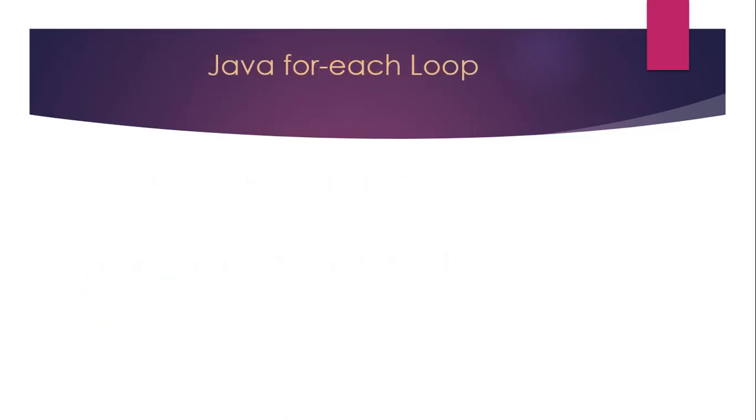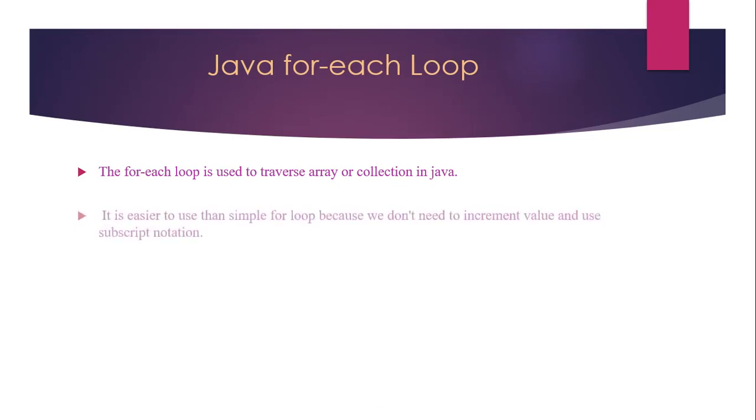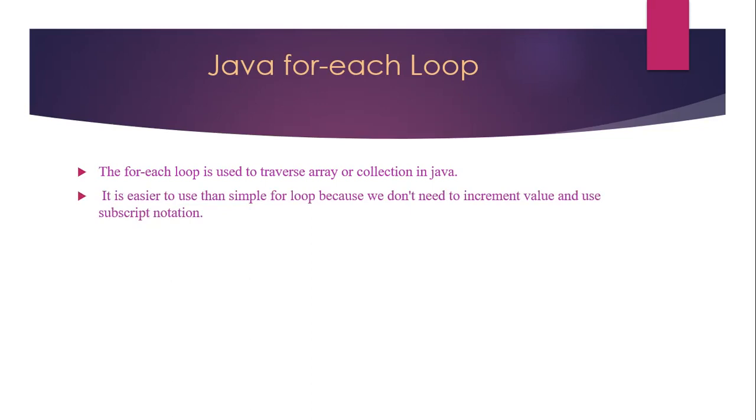Next one is the Java for each loop. We can also say that it is an advanced form of the Java loop, or an enhanced Java for loop. The Java for each loop is used to traverse an array or collection in Java. It is easier to use than the simple for loop because we don't need to increment a value and use subscript notation. So it works on elements.